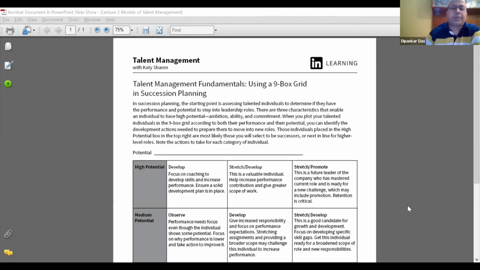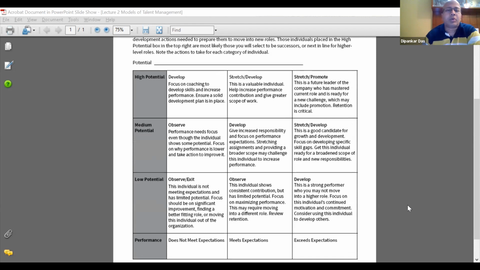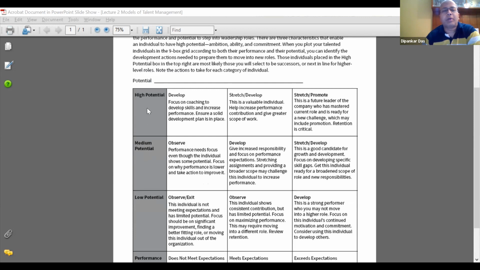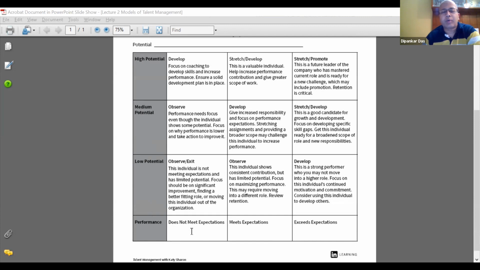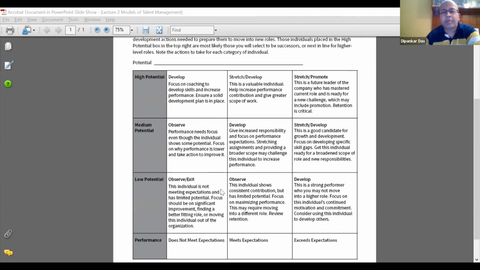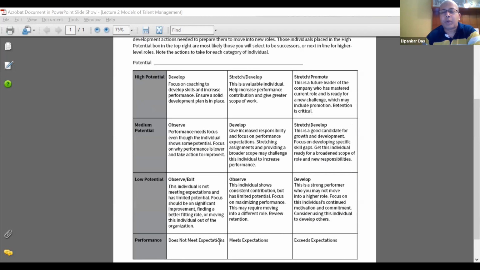Okay, so this is a 9-box grid, also known as the 9 blocker. On the x-axis, you have potential: high potential, medium potential, low potential. And on the y-axis, you have performance. So does not meet expectations, meets expectations, and exceeds expectations. And then it basically talks about what you do for the people who fall in various boxes.